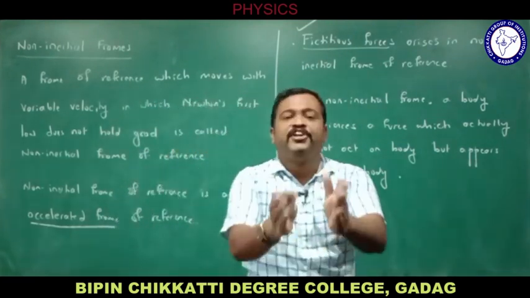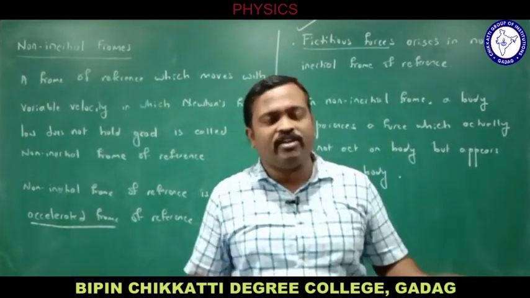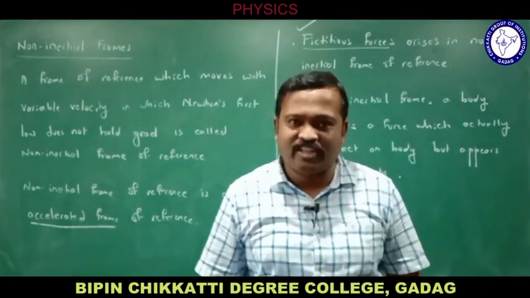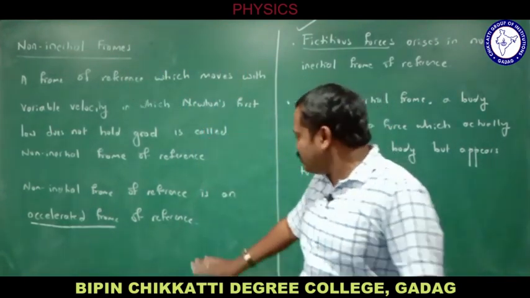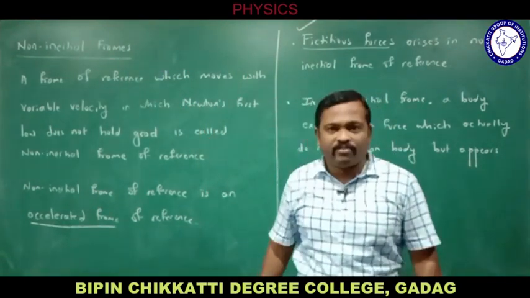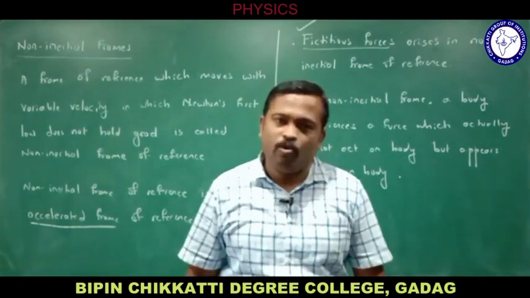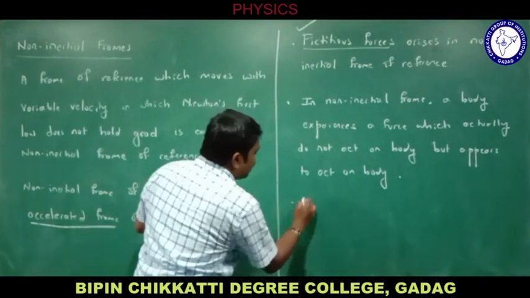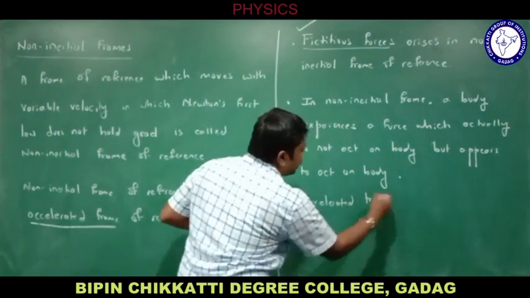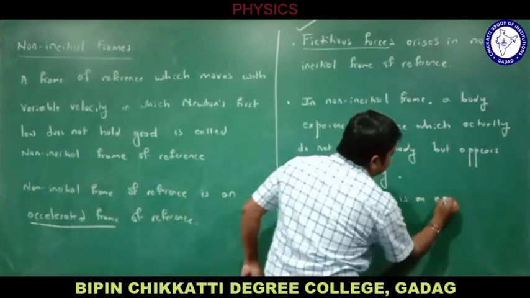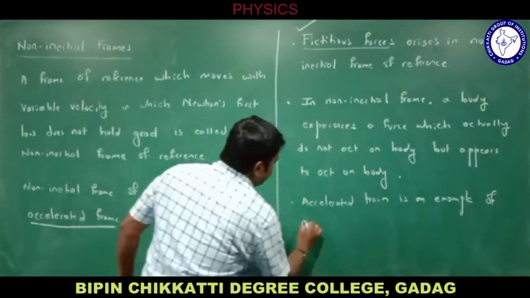Do remember, fictitious forces arise in a non-inertial frame of reference. In an inertial frame of reference, there is no fictitious force like that. That was an unaccelerated frame of reference. This is an accelerated frame of reference. Here Newton's first law, or the law of inertia, does not hold good. Let me write: an accelerated bus or accelerated train is an example of a non-inertial frame of reference.